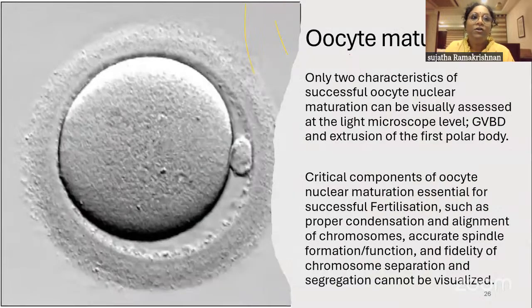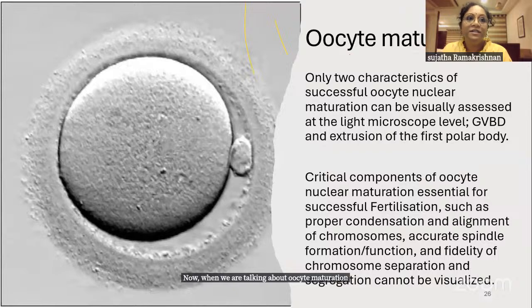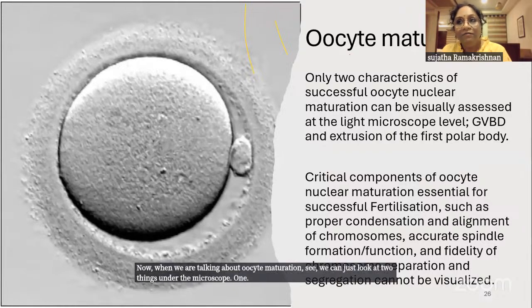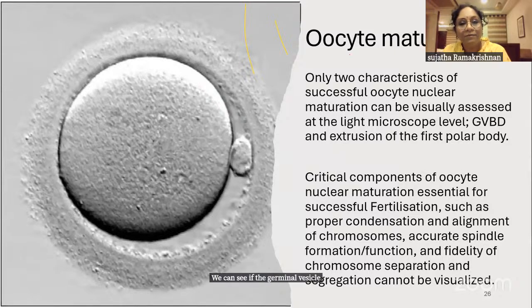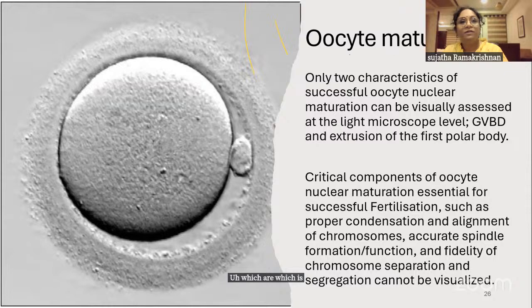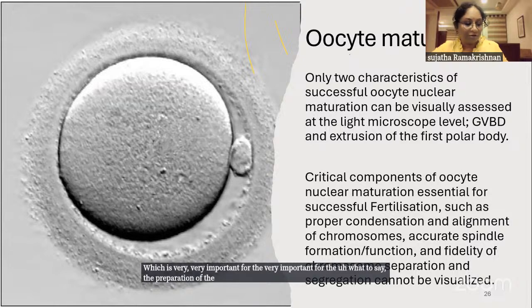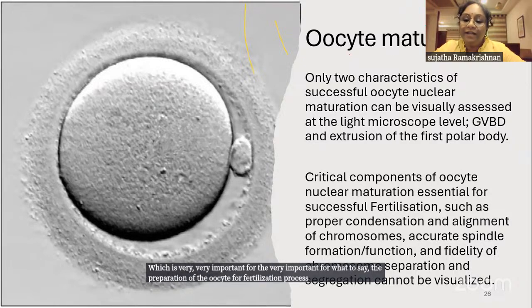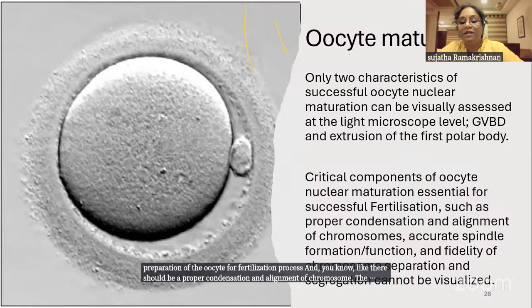Now, when we are talking about oocyte maturation, we can just look at two things under the microscope. One, we can see if the germinal vesicle has broken down. And then we can also see if the polar body is released. So these two things are there, and then we assume that the oocyte is mature. But there are a lot of other factors which are very, very important for the preparation of the oocyte for the fertilization process. There should be a proper condensation and alignment of chromosomes. The spindle should be formed and it should function properly. And there is fidelity of the chromosome separation.